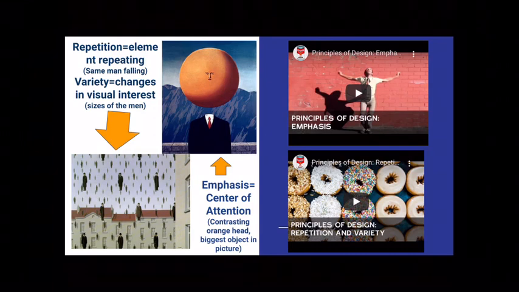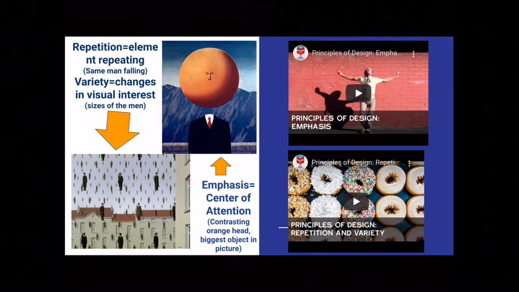Repetition is the element of repeating something in a work of art. So, for instance, looking at that Magritte painting pointed below, the repeating element is that same man all over the artwork. Variety is the changes in visual interest. So the sizes of the man or the distance between each man is what the visual changes of interest are. So remember, a good combination of both of those creates a pleasing artwork.